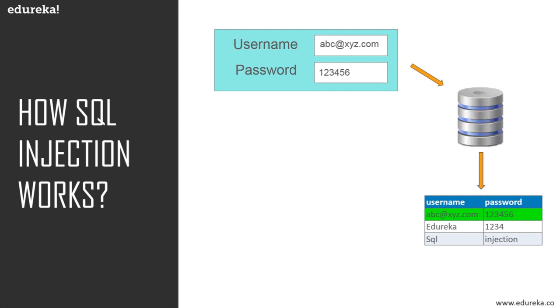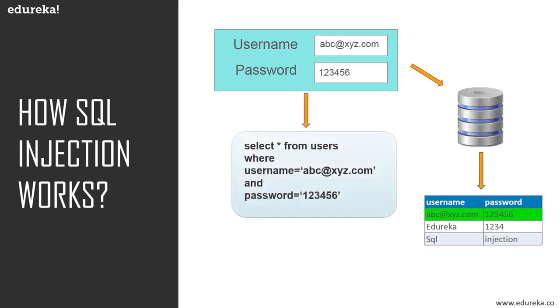So for this example, the simple query that would be generated would look something like this. There is SELECT *, where star means fetch any number of rows that match some condition, FROM users, where users is the name of the database table. Then there's a condition to check the username equal to abc@xyz.com and the password should be 123456.